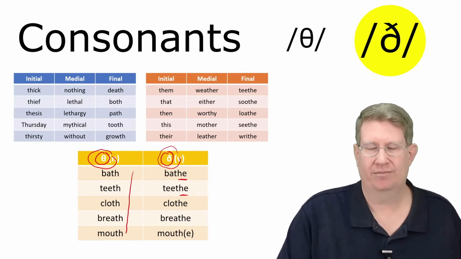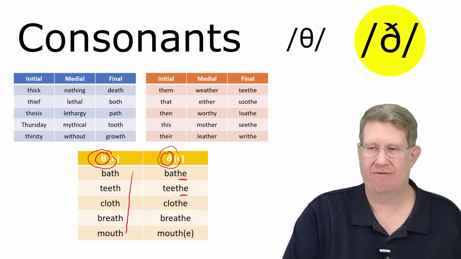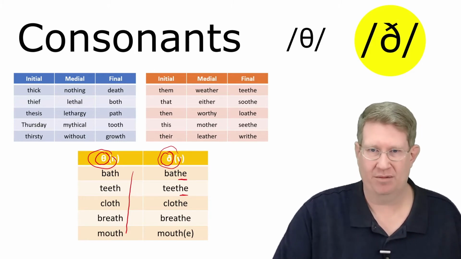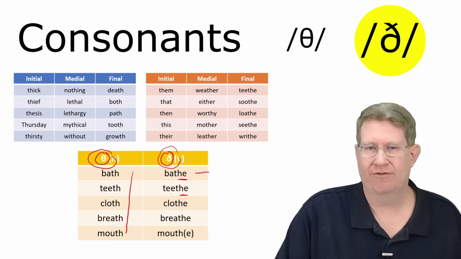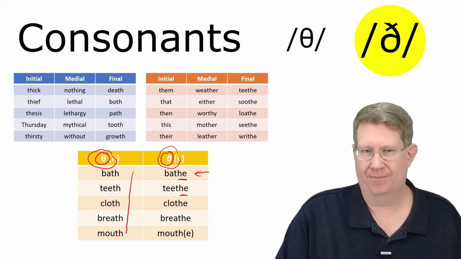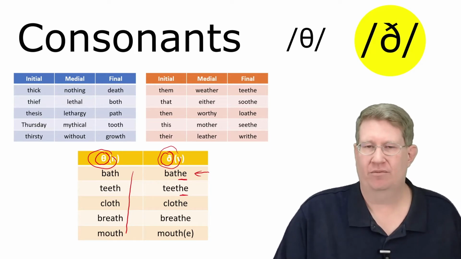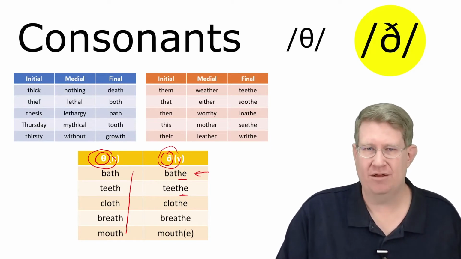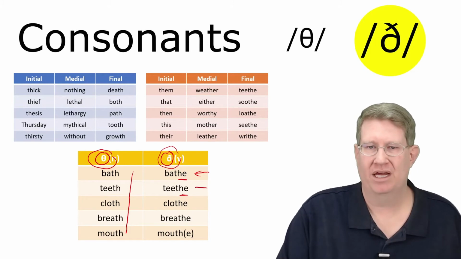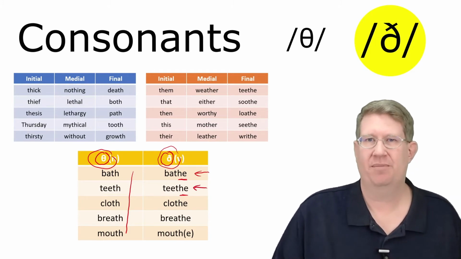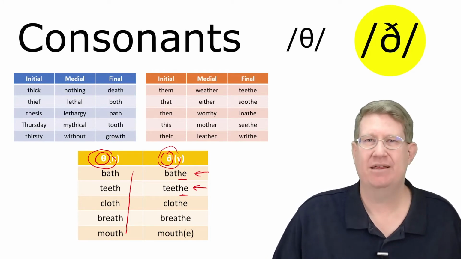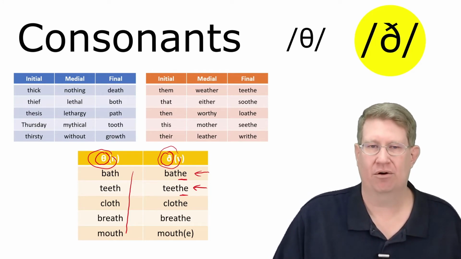So bath, a bath, which I have in my bathroom, that's what I have. But what I do, the verb, is I bathe. Teeth, we know what teeth are. To teethe over here as a verb is what babies do when their teeth are first growing. Why is the baby crying all the time? Well, she's teething. Okay, the teeth are growing in for the first time.